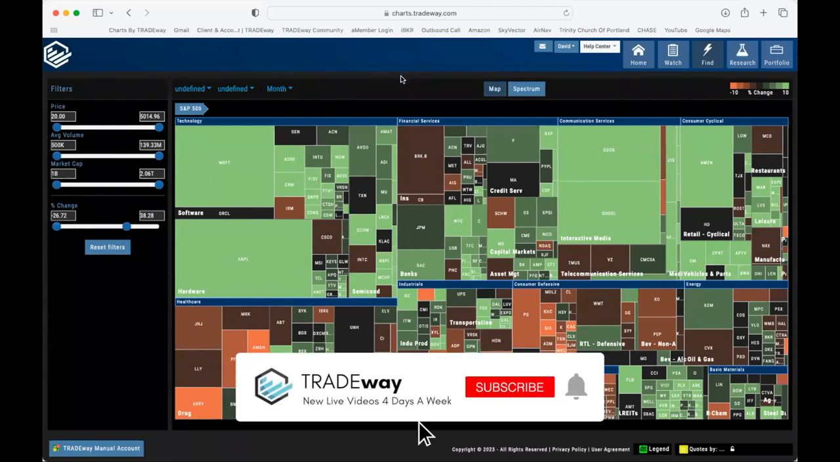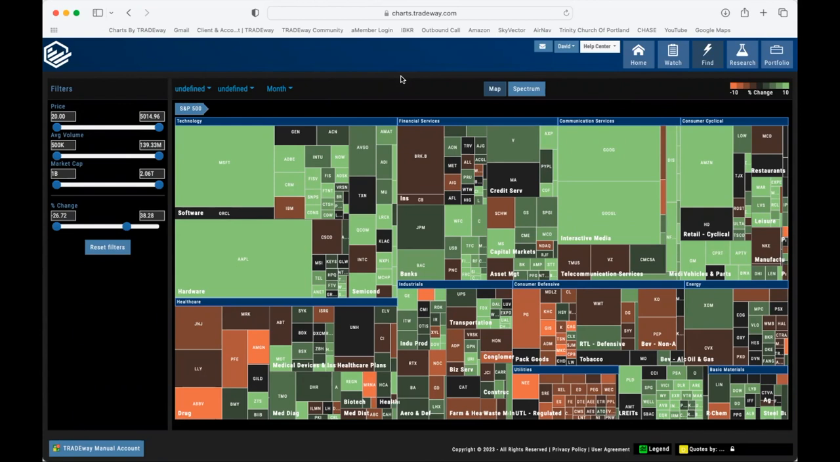So there you go. There's the heat map. There's the sector chart as well. Just wanted to show that to you guys because it's a really neat tool that, used the right way, can enhance your trade and just give you a better idea of what's happening in the overall market. So check it out, play with it, and have fun with it.